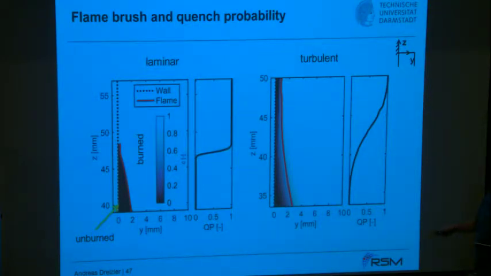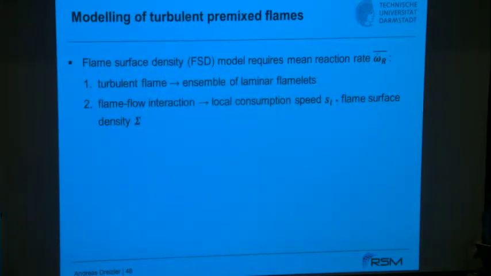In the laminar case, we have the unburned gases here, and the transition from unburned to burned is steep. We have the remaining fluctuations, that's why it's not a step. So the quenching probability is given here, but it's limited now to something like a millimeter or less. Okay. Now we have a global idea what the flame's dynamics is.